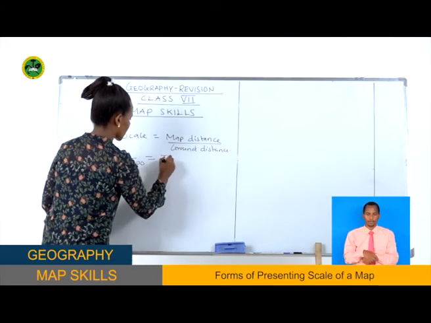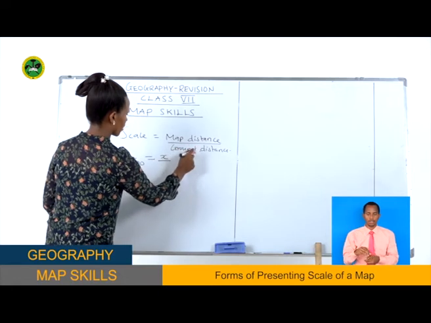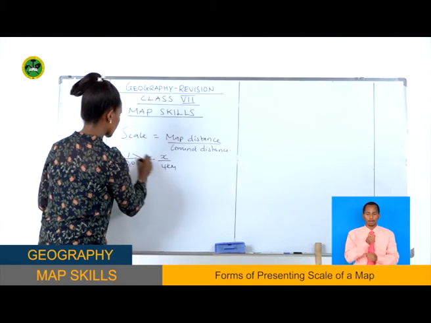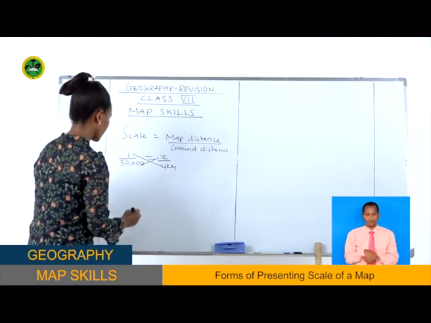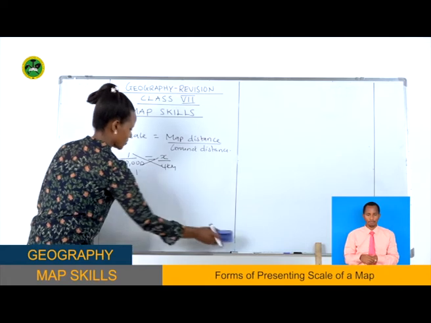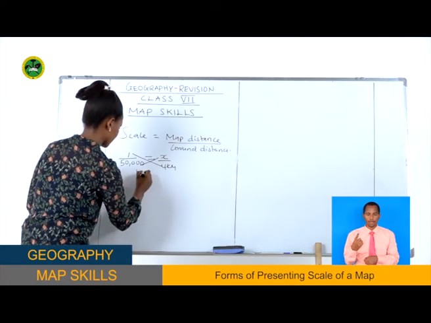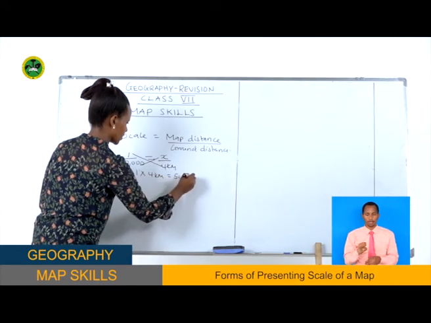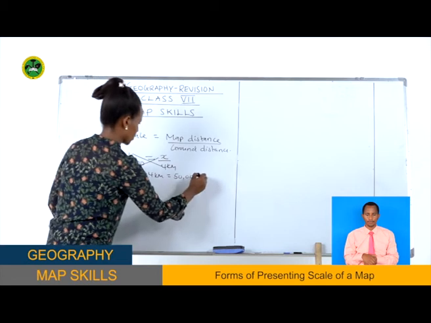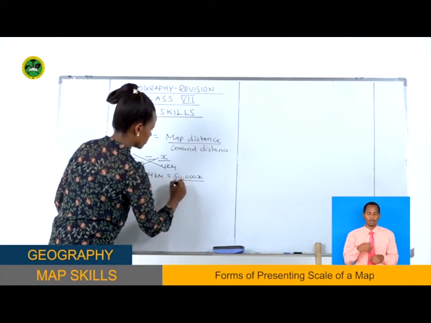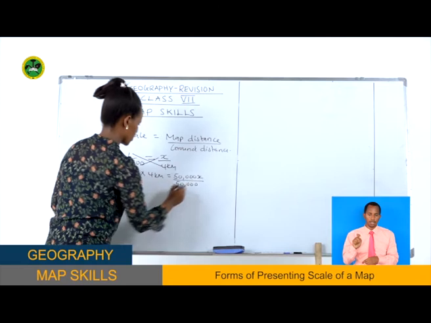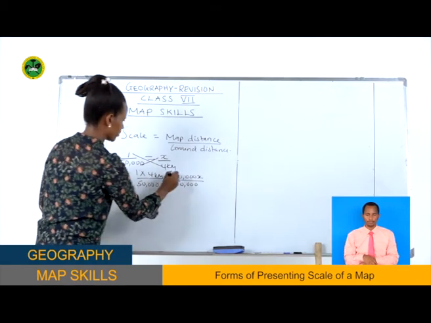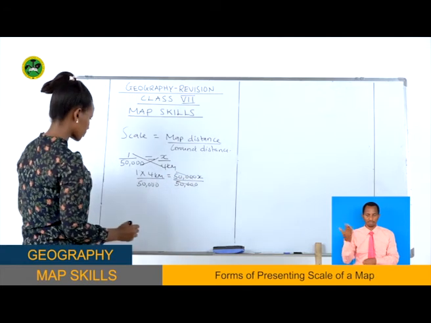So we put x, but the ground distance given is 4 kilometers. Here you just cross multiply. Then 1 times 4 kilometers is equal to 50,000 x. Divide by 50,000, divide by 50,000. Then 50,000 and this one has gone.